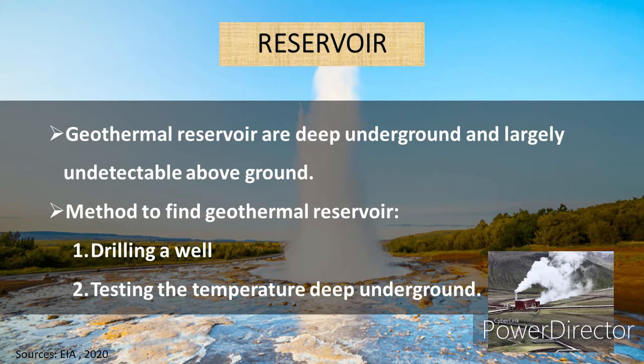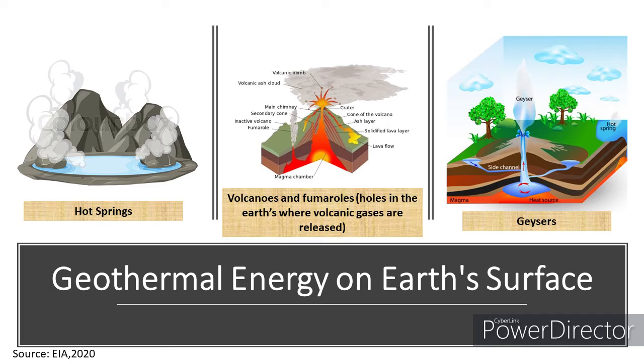As we know, the location of the geothermal reservoir is deep underground, and largely undetectable above ground. There are two methods to find geothermal reservoirs. First, drilling a well. Then, testing the temperature deep underground. The figure shows geothermal energy that appears on the Earth's surface, for example, hot springs, volcanoes, fumaroles, and geysers.